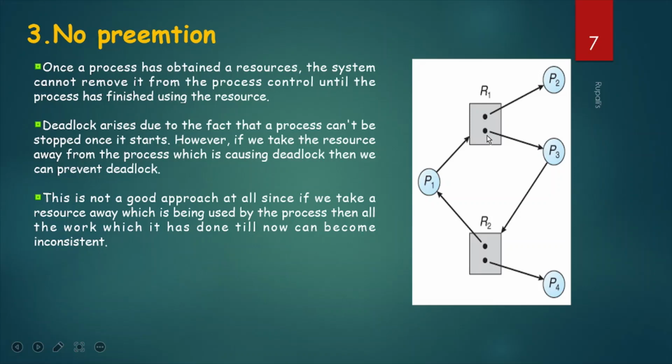However, if we take the resource away from the process which is causing deadlock, then we can prevent deadlock. But we can say that this is not a good approach, since we take a resource away which is being used by the process. Then all the work which it has done till now can become inconsistent.